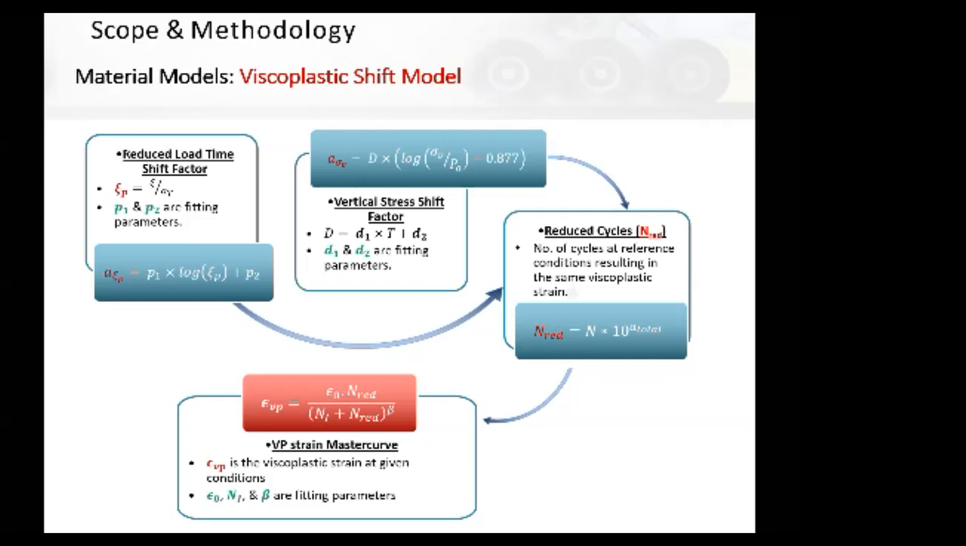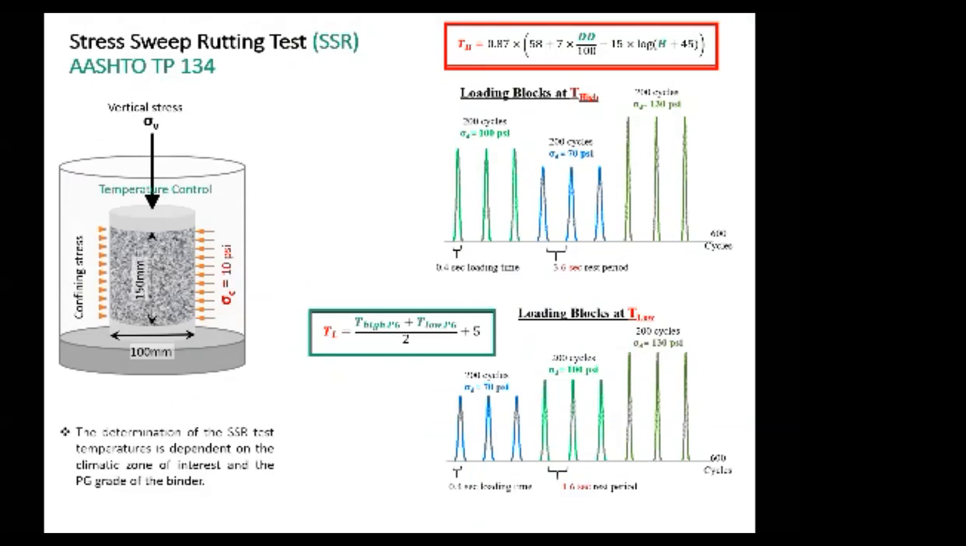Epsilon 0, I and beta now are the fitting parameters. So each mix has one set of fitting parameters. Once you find these fitting parameters, now you can predict the viscoplastic strain for the material for any loading condition you have. So we need to find these three by doing the SSR tests and measuring the viscoplastic strain and fitting these parameters. This is how it looks.